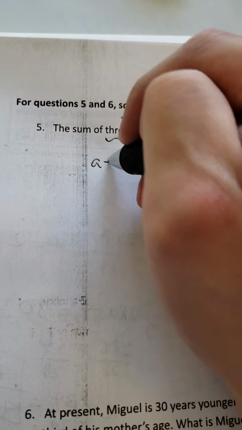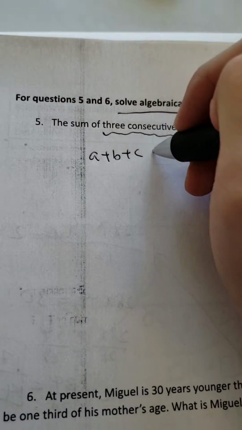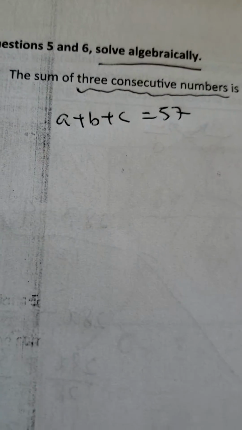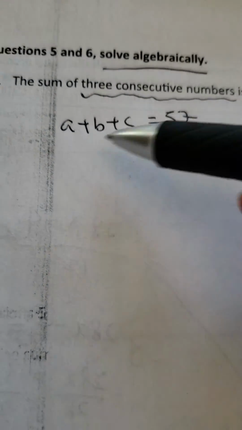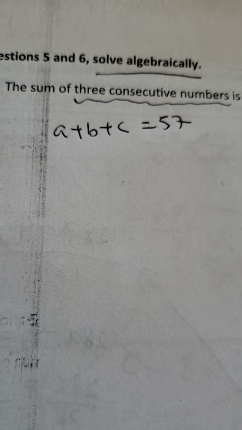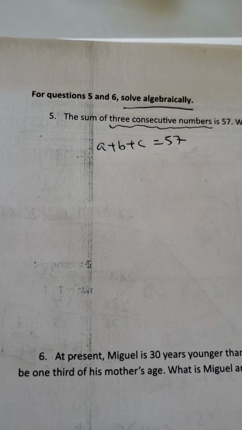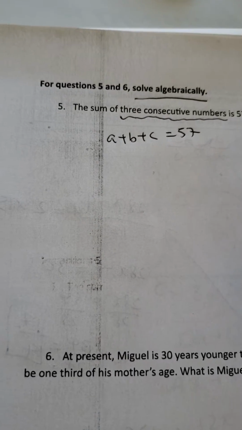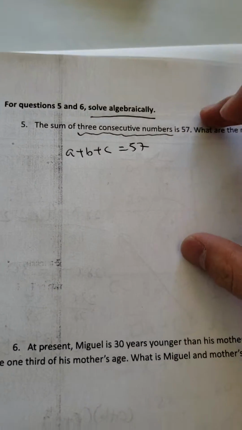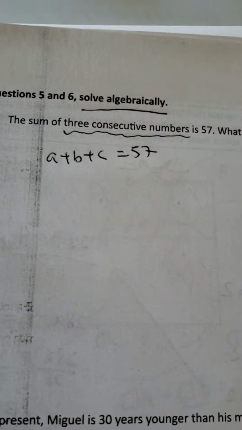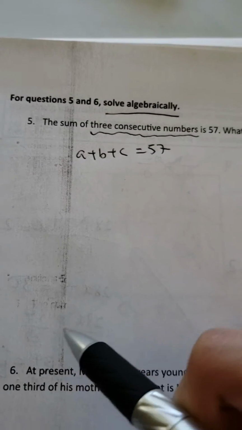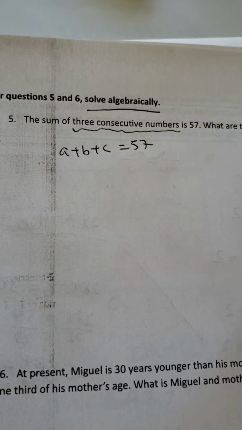But then I saw a lot of you coming up with three different variables and writing it as a plus b plus c equals 57. Well, it's not wrong, but this equation isn't going to get us anywhere. So for the word problems here, like number 5 and the next question, you have to practice expressing all the unknowns with just one variable, just one.